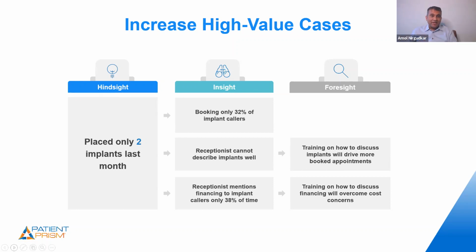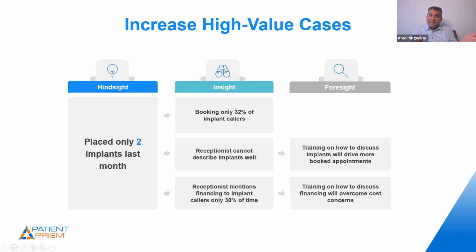2. Wonderful, that's great. But when we go deeper into those things, from the perspective of, okay, well, what happened, we realized that we're only booking 32% of those people who are calling to ask for implants. That's an insight that we would never have had if we had not looked at that information. The receptionist who was answering the phone just doesn't know how to describe implants really well. And then another receptionist, when people call with no insurance, only mentions financing 38% of the time. I mean, that's powerful insight, right?